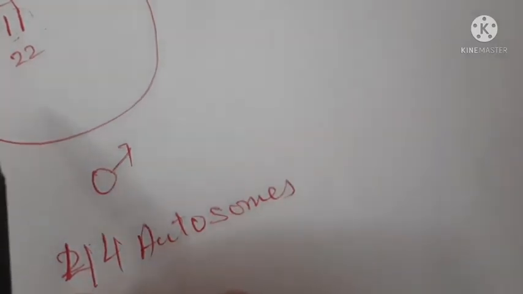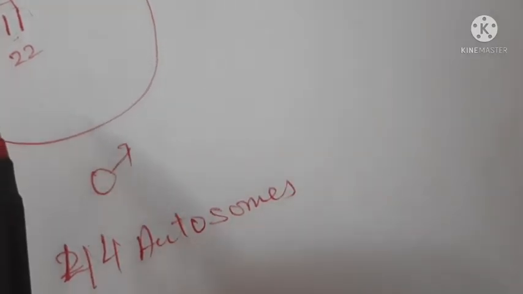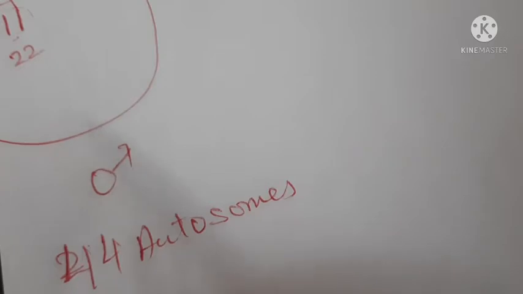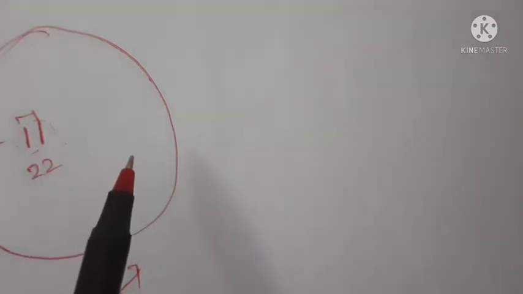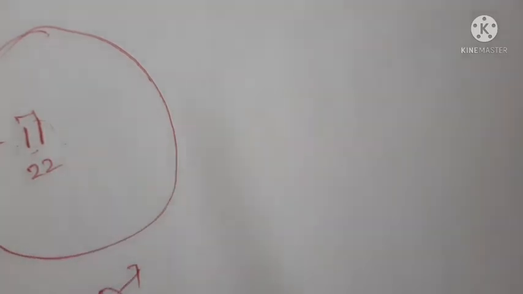Understood? These autosomes will control all the characters. They have the genes controlling all the characters except the sex of an organism. And if there are 23 pairs of chromosomes in a diploid cell, 23 are contributed by mother and 23 are contributed by father. About this we have already discussed in chapter 8.